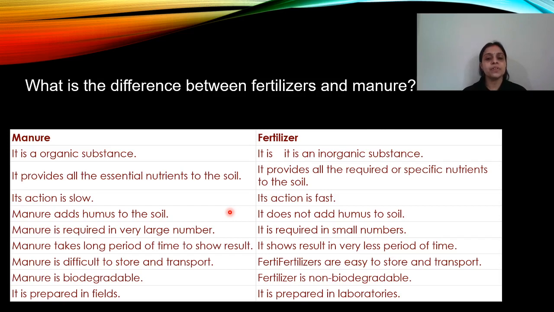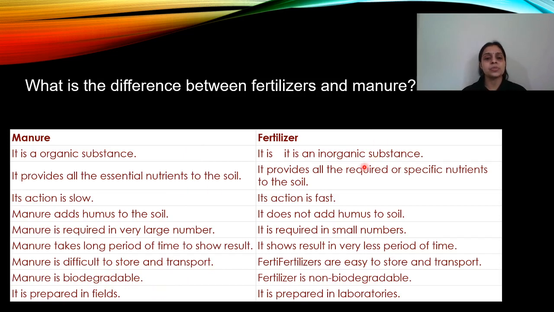Now, what is the difference between a fertilizer and a manure? Manure is basically an organic substance. It provides all essential nutrients and its action is very slow. It adds humus to the soil and is required in larger quantity, and it takes a long time to show better results. It is difficult to store and transport. It is biodegradable and is prepared in fields.